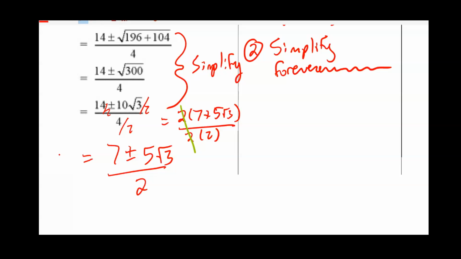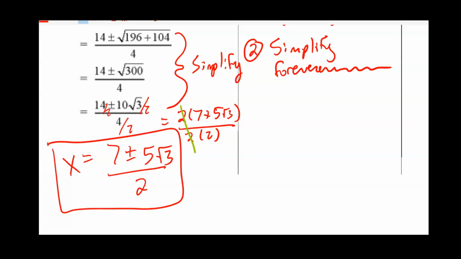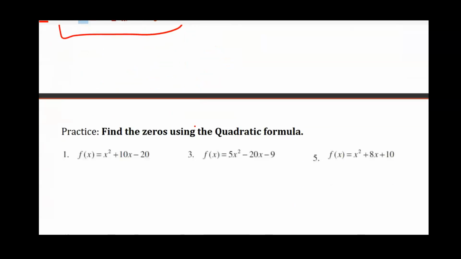And then that is actually X as well. So what I'm saying is those are my two X values for my solution set. Okay. I'm going to stop here for, let's see.